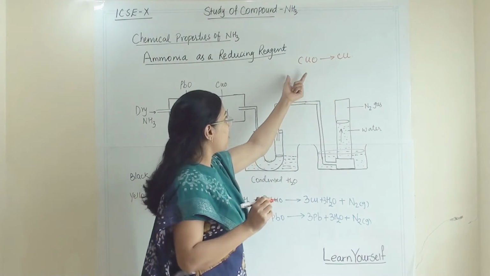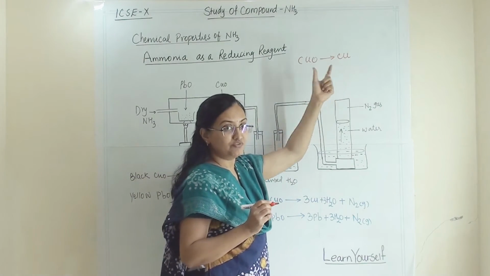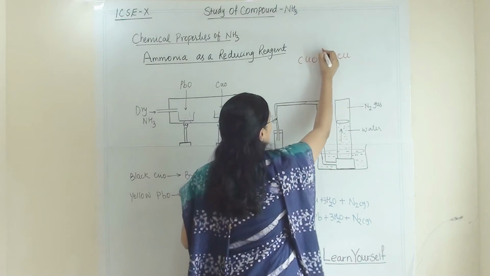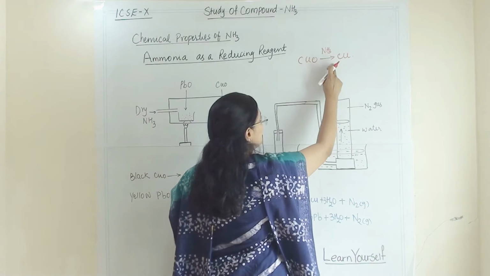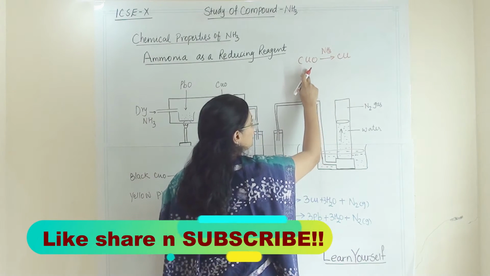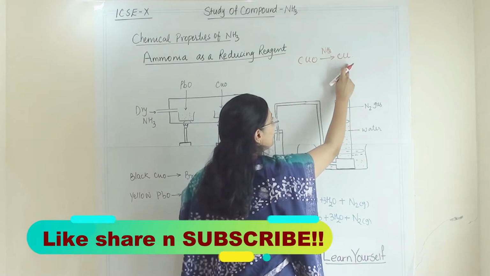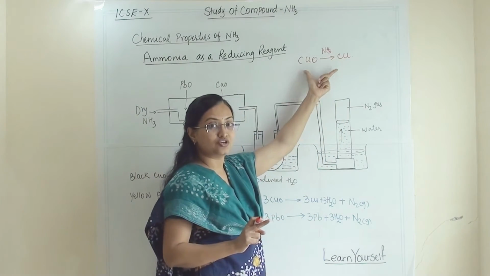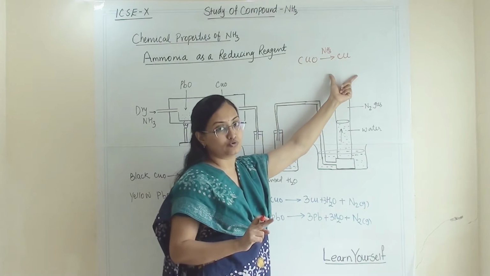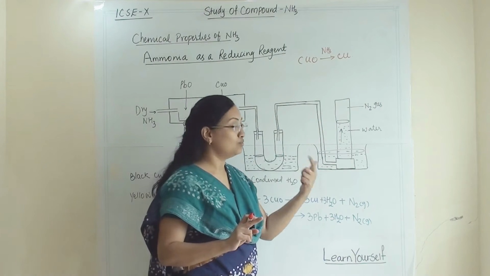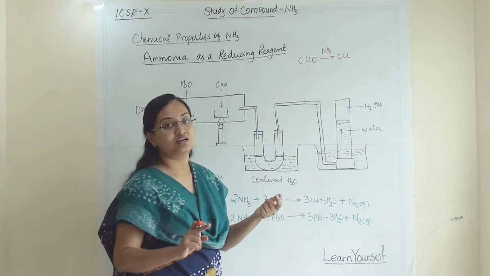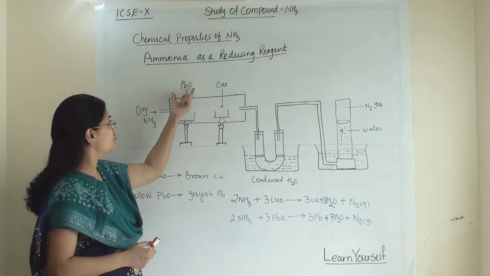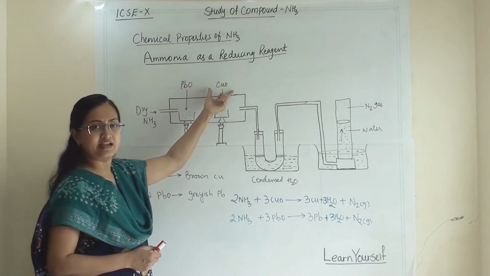So when copper oxide becomes copper in the presence of ammonia, then ammonia is our reducing reagent, and copper oxide is getting reduced and becoming copper metal. This is a reduction reaction in which copper oxide loses oxygen. When a compound is losing oxygen, it is reduction. In this reaction we are going to reduce two compounds, lead oxide and copper oxide.